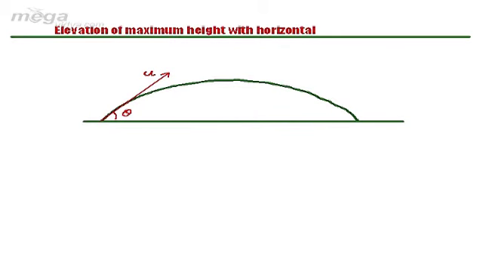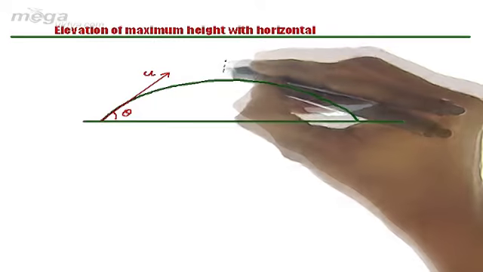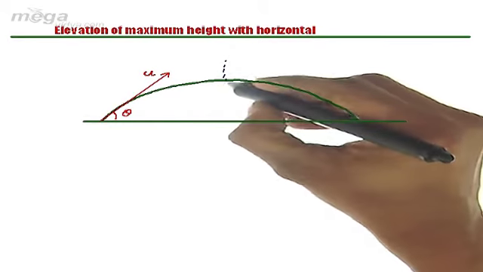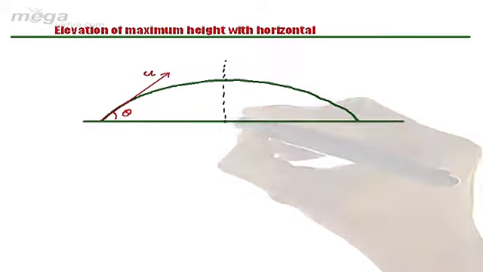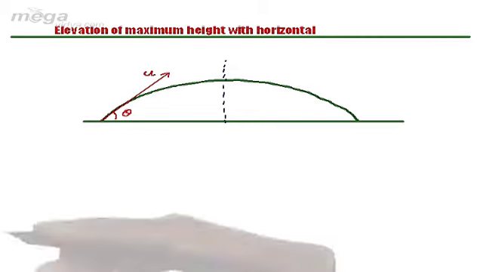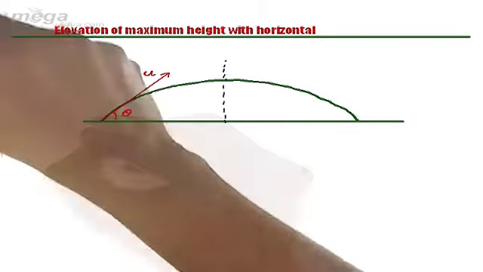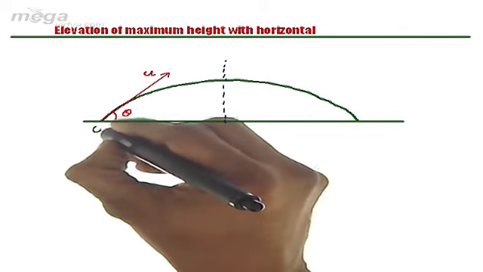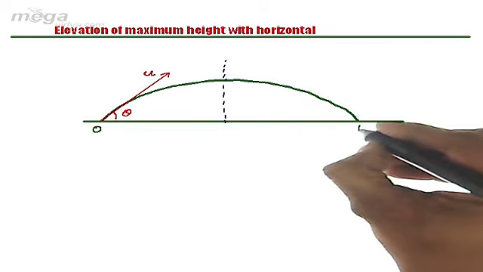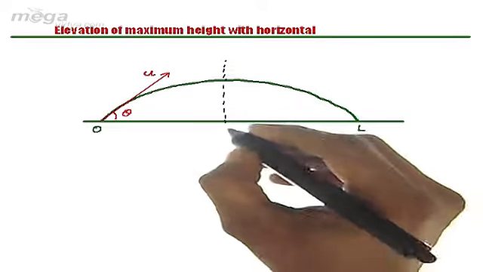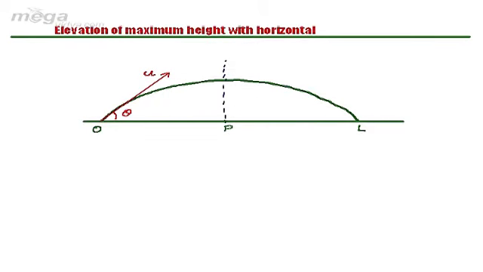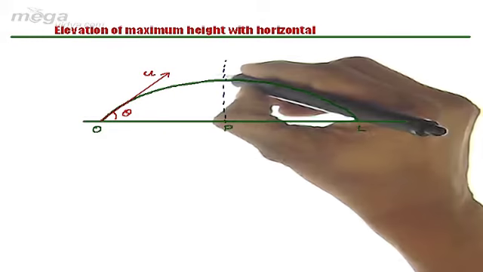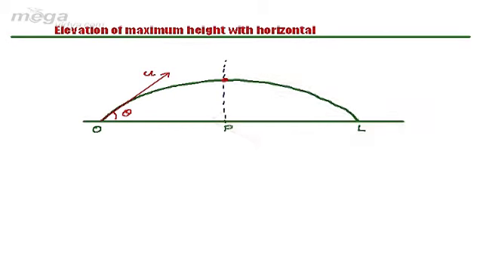In this parabolic path, we know that its maximum height point is symmetrically located between the point of projection and the point where it lands. If I call the point of projection O and the point of landing L, then this point P is exactly midway between O and L. The particle is at its highest point at this place.